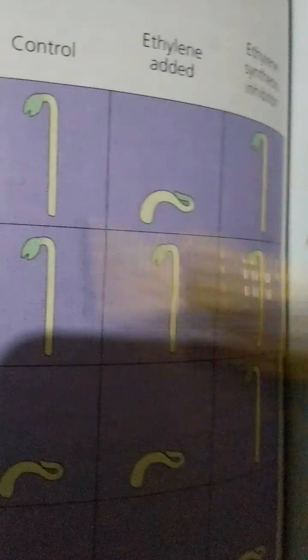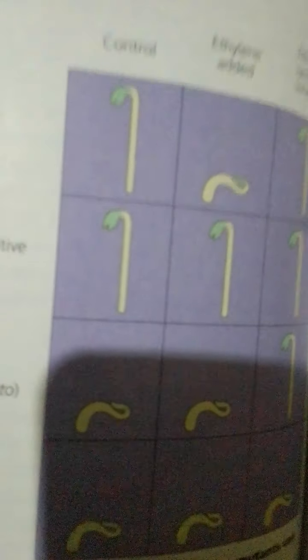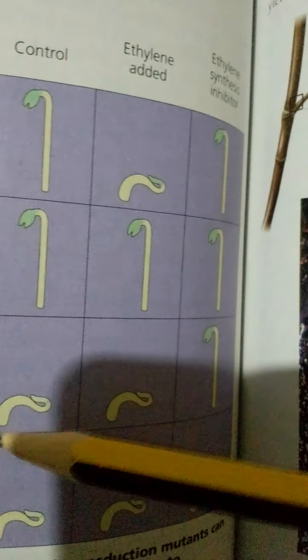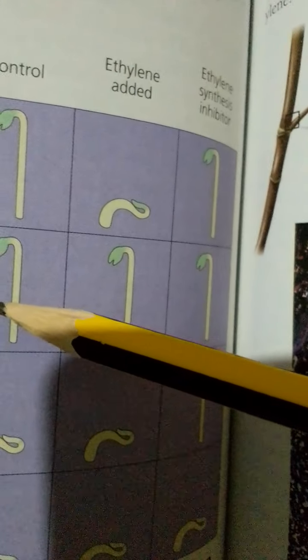Notice this figure represents ethylene signal transduction. Mutants can be distinguished by their different responses to experimental treatments. Notice the constitutive triple response. Notice also the control, added ethylene, ethylene synthesis inhibitor, ethylene overproducing, ethylene insensitive, and wild type.